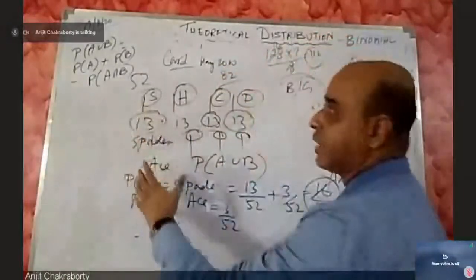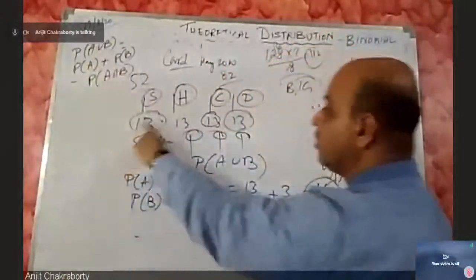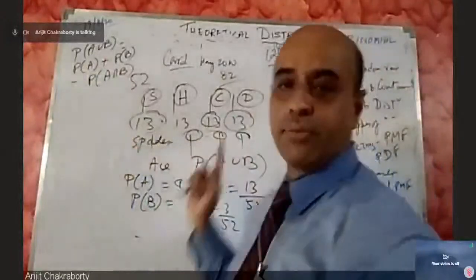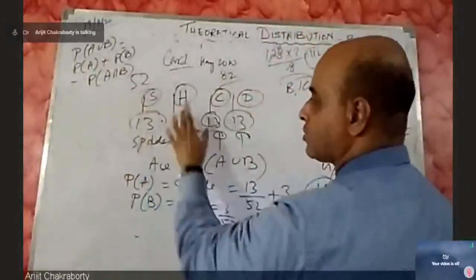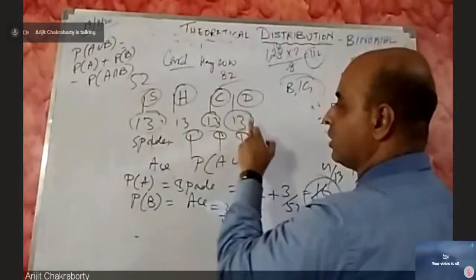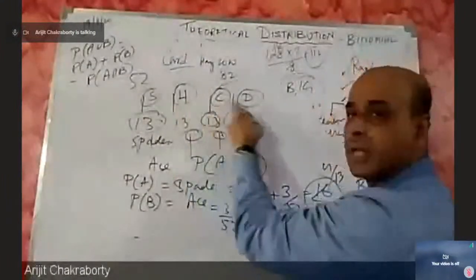That is why we take PA as 13 by 52 and PB as 3 by 52, because we will not take this ace. We will consider only the 3 aces here, which belong to hearts, clubs and diamonds.